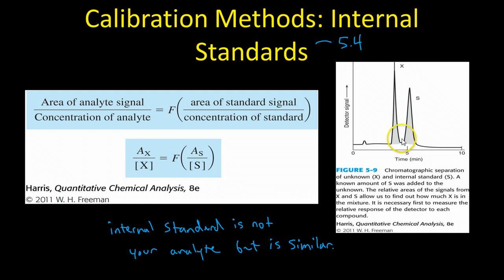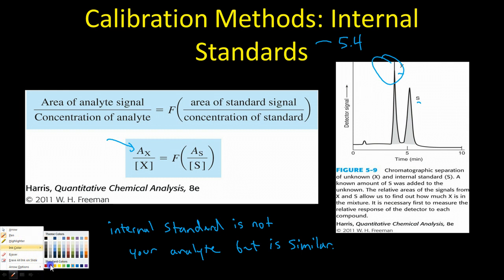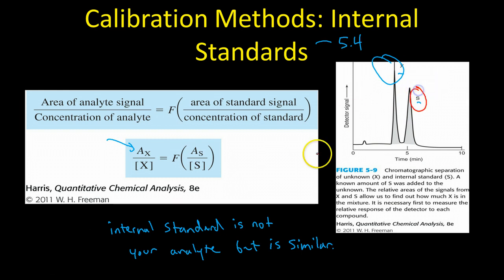So this is an example here. You have an unknown x, and you have an internal standard. You've put in a known amount of this, and as long as whatever is affecting your analyte, your unknown, is affecting it in an equal way to your internal standard, then you can use this equation. Basically you have the signal from your analyte divided by the concentration, which you get from this, and then you also grab the information from your standard, and you plug that in here.